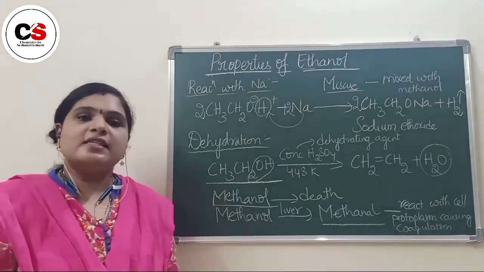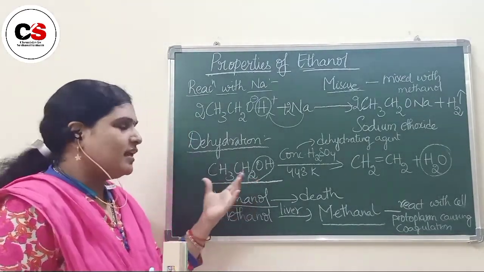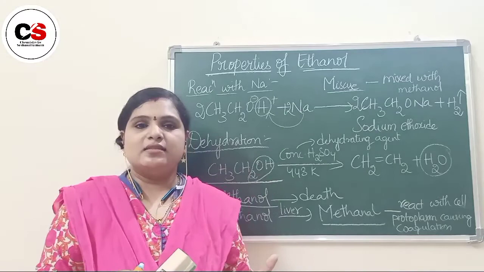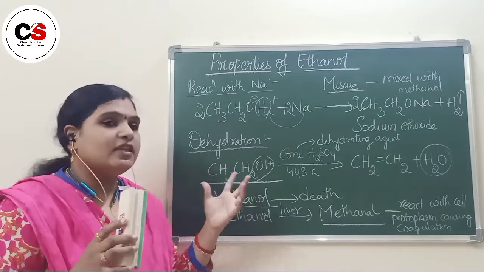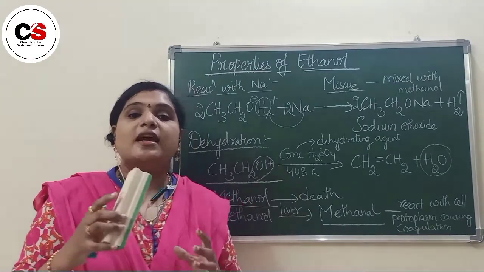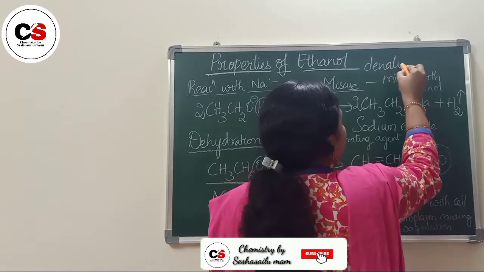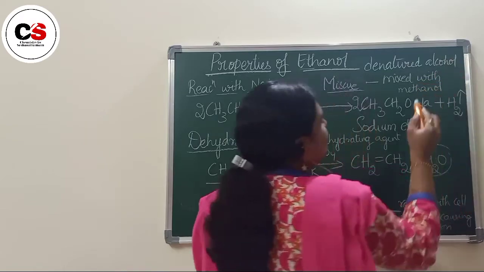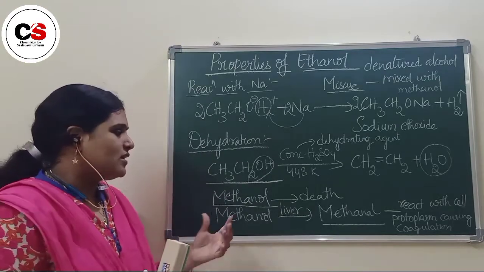Okay? In some cases, to identify this, actually it is a colorless liquid. To identify it, it is added with some dyes. Okay? To make it appear in some color, it is added with dyes also. This alcohol is called denatured alcohol. What is that alcohol called? Denatured alcohol. Dyes are added, as well as methyl alcohol is mixed, to prevent its misuse. Okay, these are some of the facts.